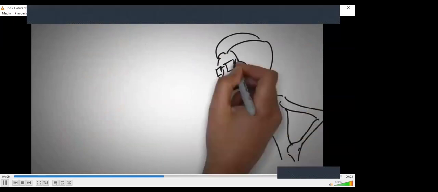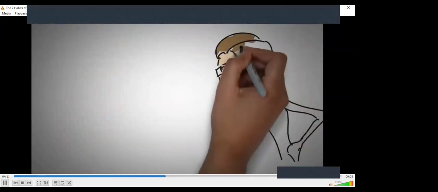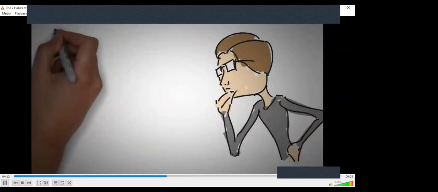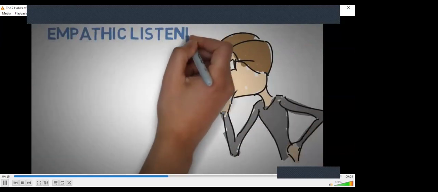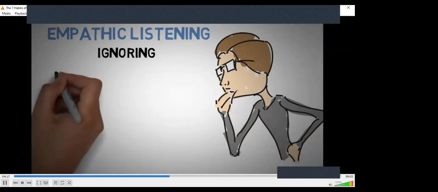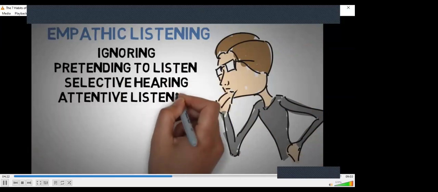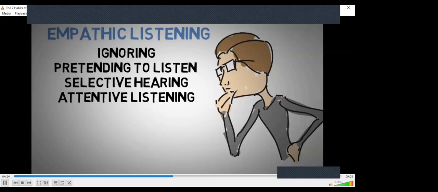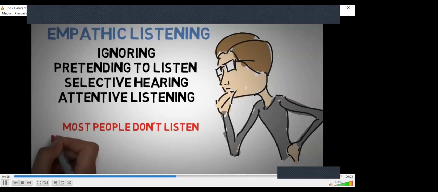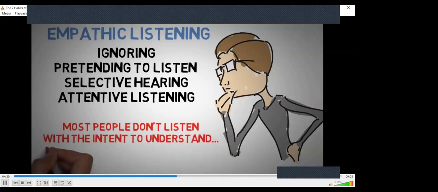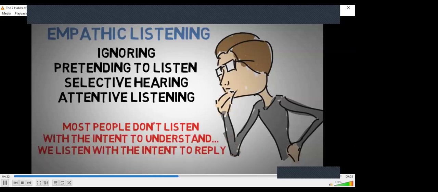Try to understand their perspective first. Try to understand how they're feeling and why. This is called empathic listening. This is the highest level of listening, the others being ignoring, pretending to listen, selective hearing, and attentive listening. None of those are very effective, but most of us listen using one of these levels. Most people don't listen with the intent to understand. We listen with the intent to reply before the other person even finishes.